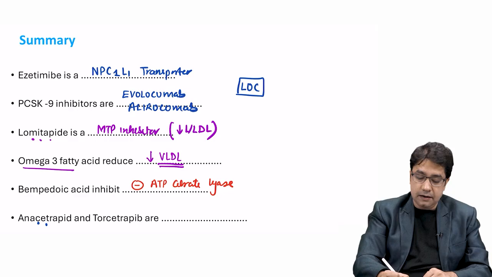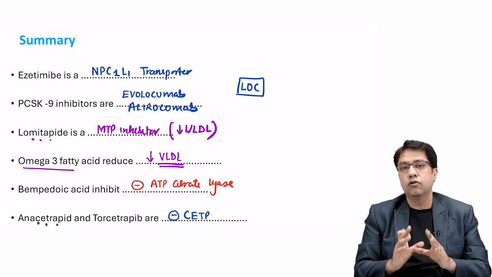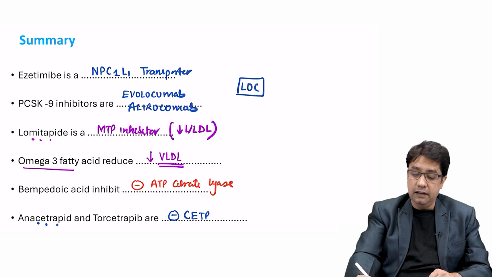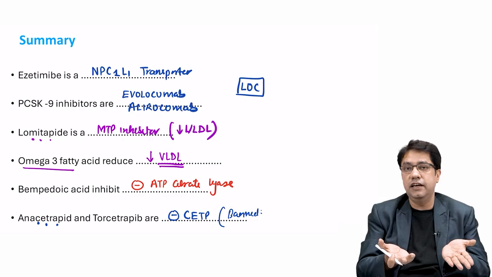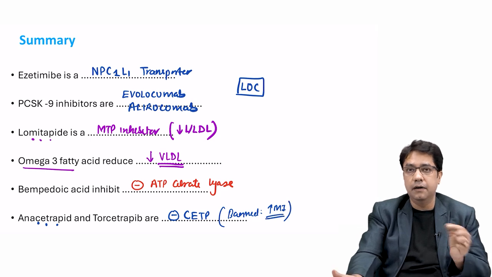Anacetrapib and torcetrapib, you can see the CETP word is coming. They are CETP inhibitors, cholesterol ester transfer protein, but these drugs got banned because they were increasing HDL, but liver cannot take LDL. High LDL levels can lead to MI.